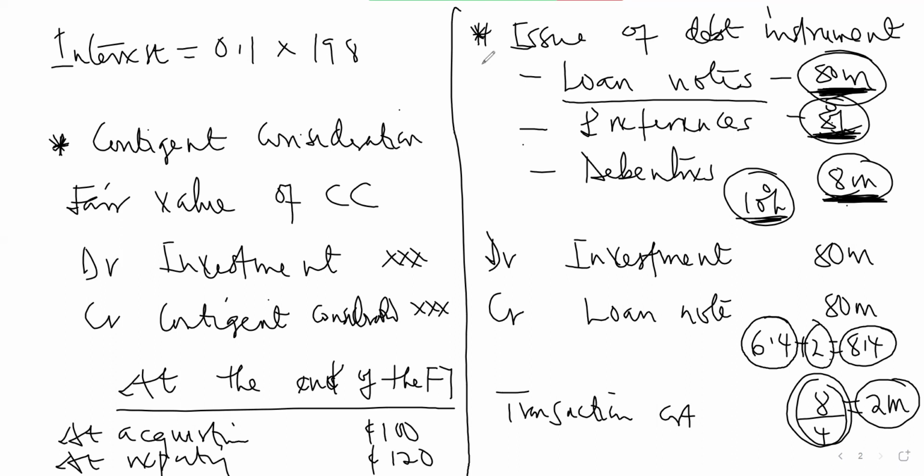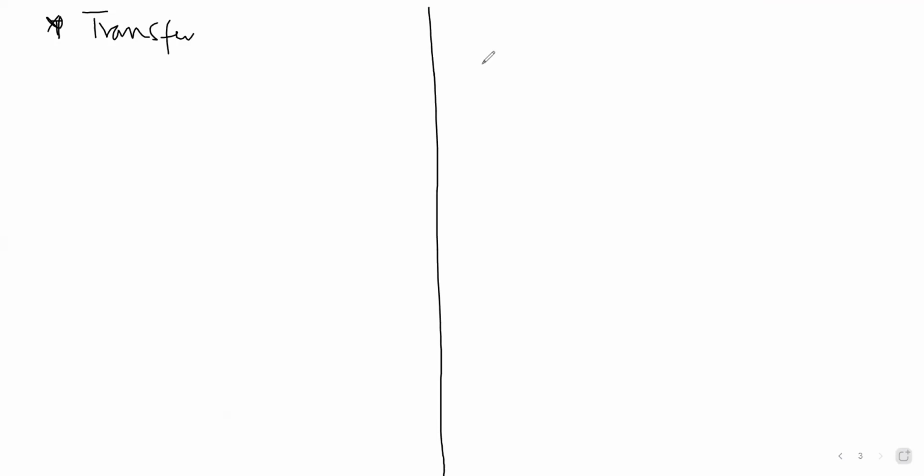The transaction cost will still be treated like how we treat transaction costs in line with IFRS 9 for all these ones. Okay, let's come to the other way of settling this. Another way is you can also transfer your PPE to them. So there can also be transfer of PPE.